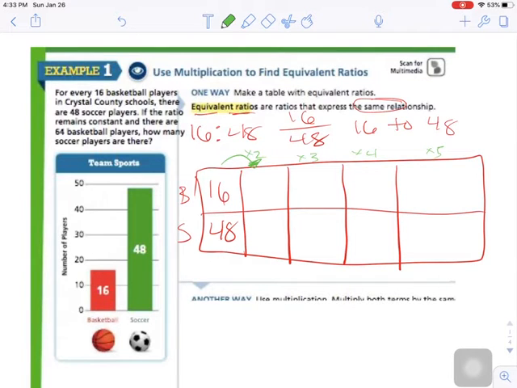And same with the bottom. So let's start at 16. If you do 16 times 2, you have 32. 16 times 3, you have 48. 16 times 4, you have 64. And 16 times 5, you have 80. Down the bottom, you have 48. You multiply again by 2, by 3, by 4, and by 5.